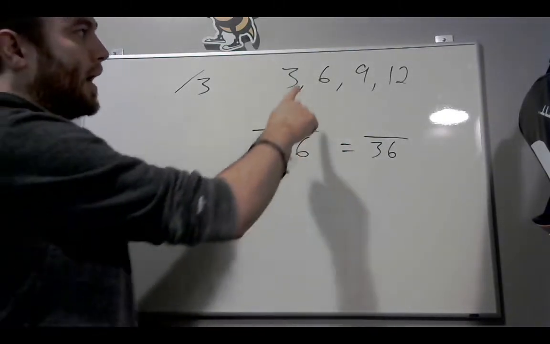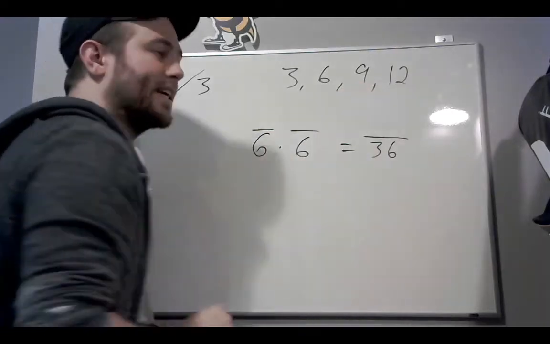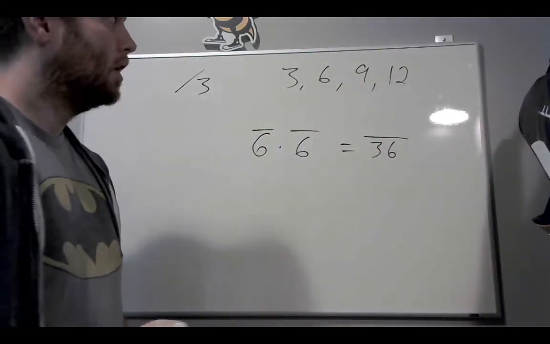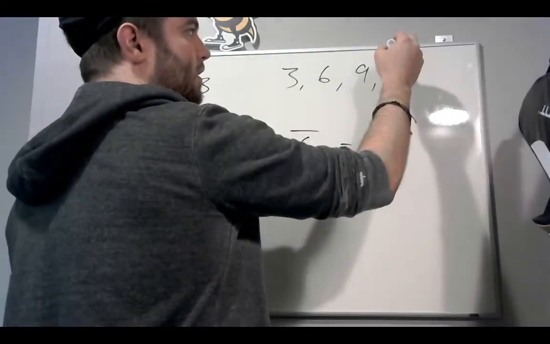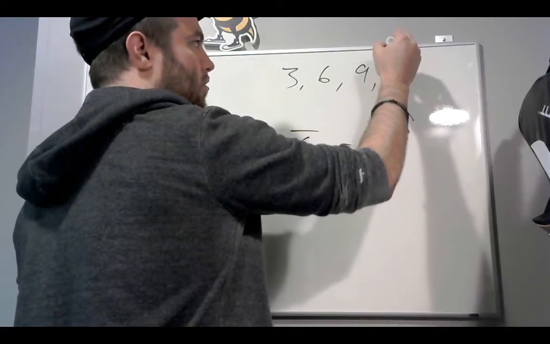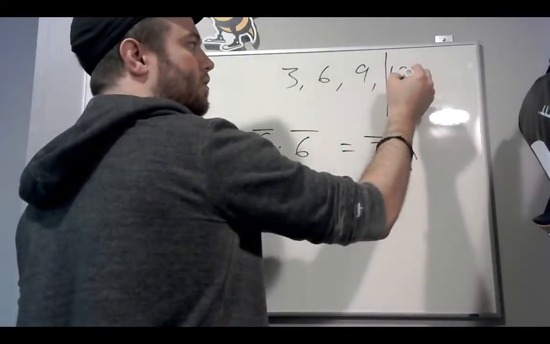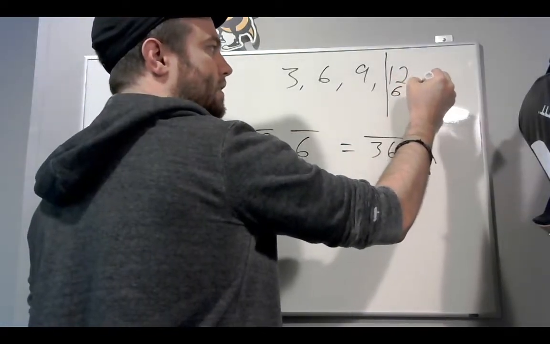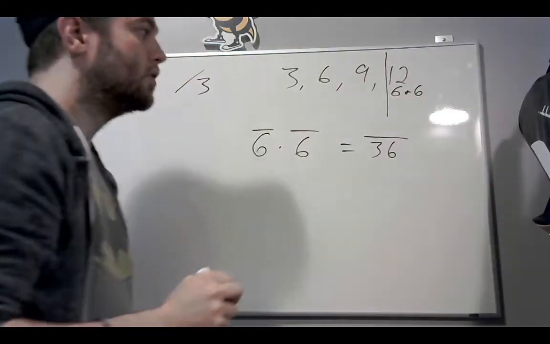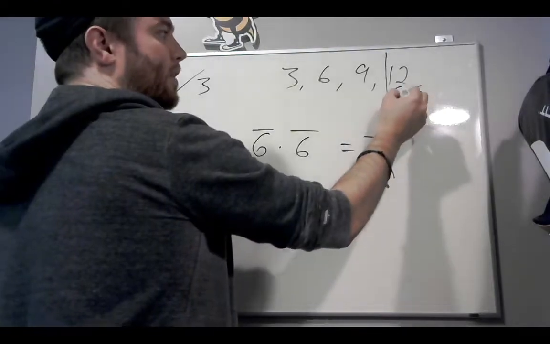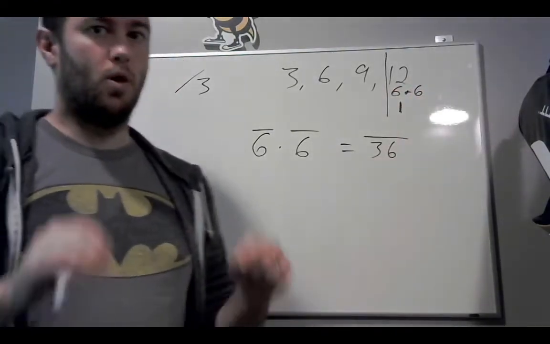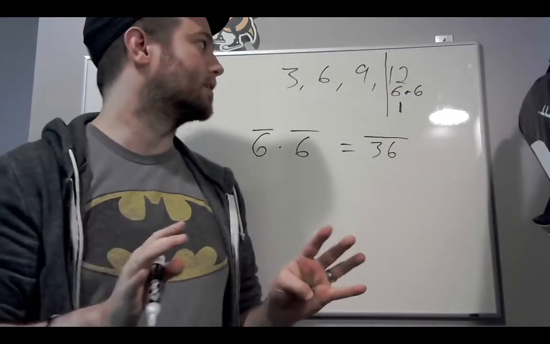So now I have to think about all the different ways I can get these numbers. So let's start off with the easiest one. So let's look at 12. So the only way I can get 12 is if I roll a 6 and a 6. So that means there's only one way for me to roll a 12, where both dice have to be 6.